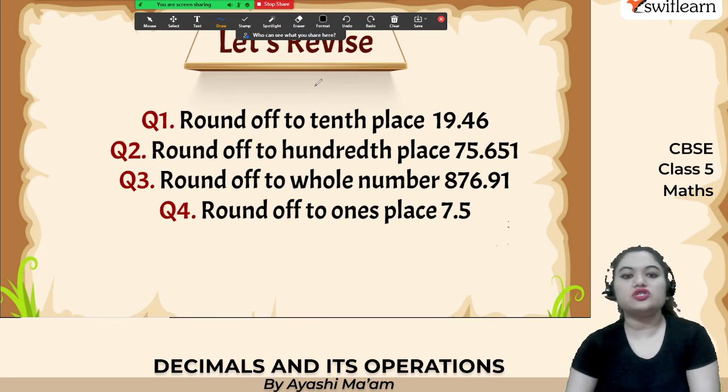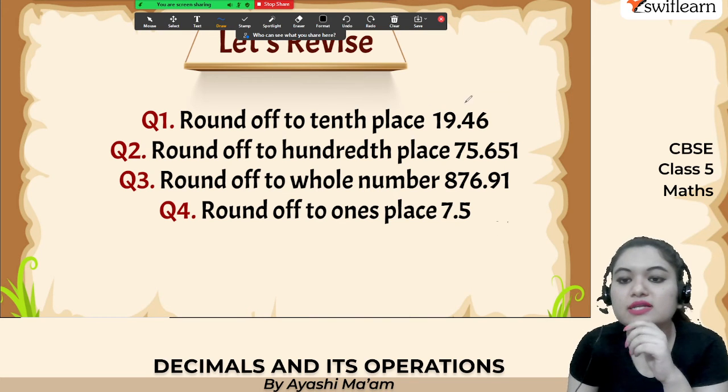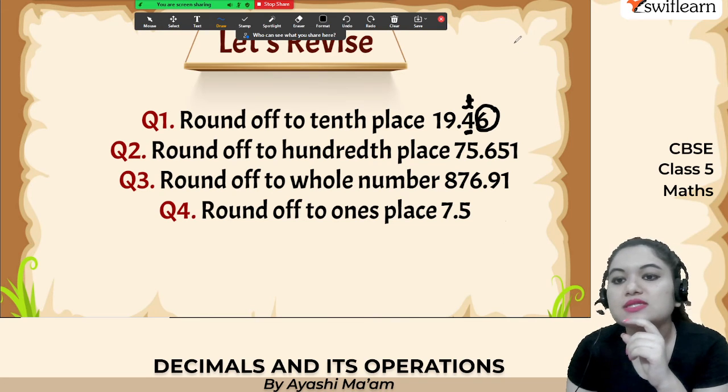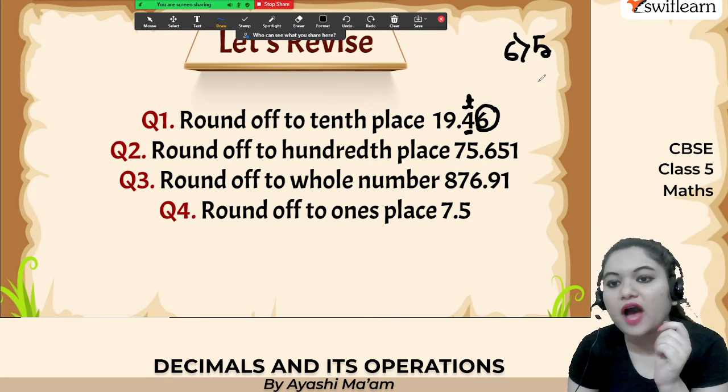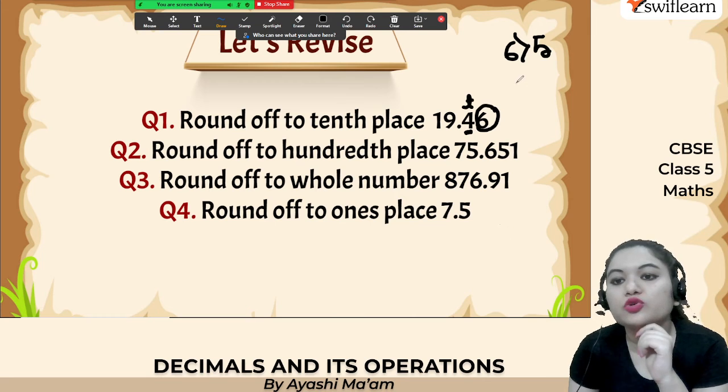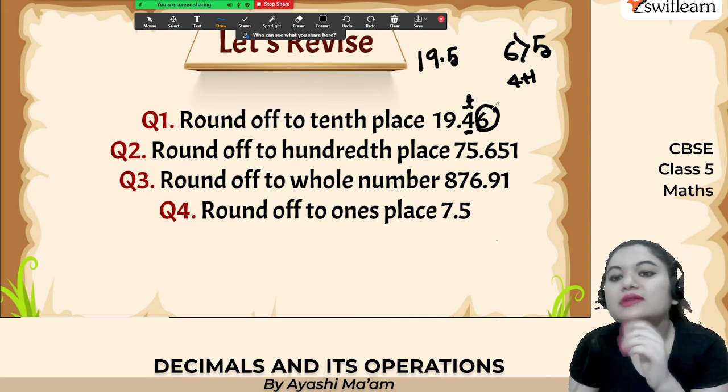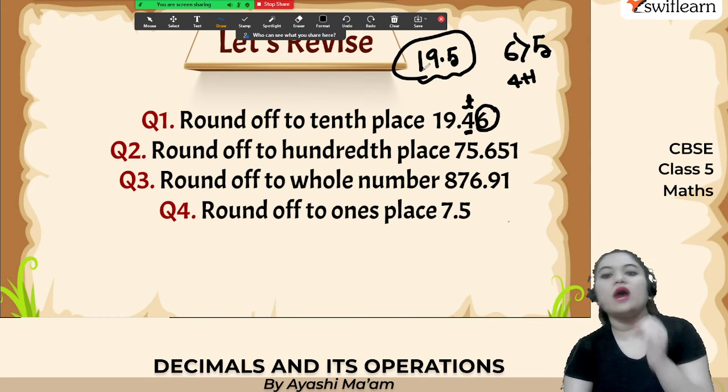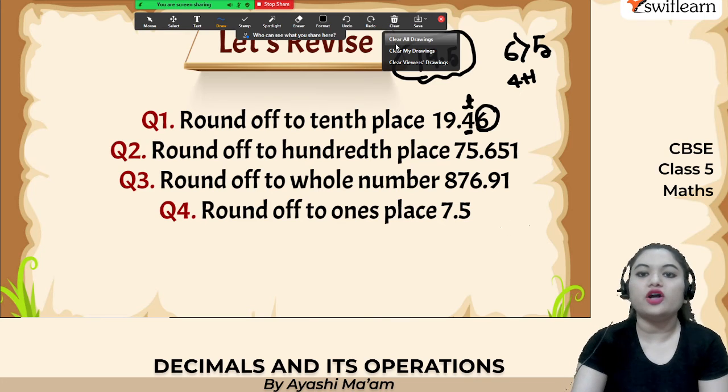All right, so let's solve these questions. Round off to 10th place. Which one is the 10th place? This one is the 10th place. The digit next to the 10th place is 6, and 6 is greater than 5. So we will do a plus 1 to this 4, right? 4 plus 1. So it will become 19.5. And here 0, you can ignore it. So our answer will be 19.5 for the first one.